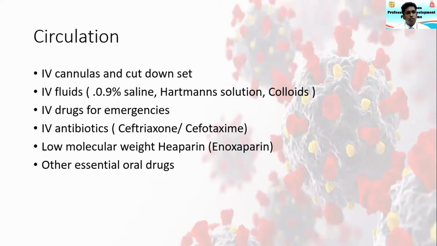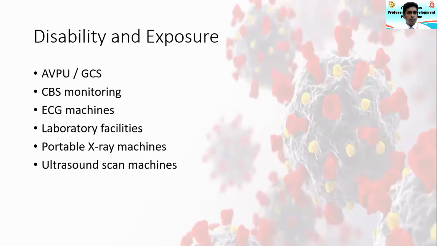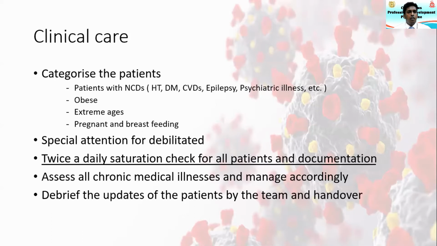For IV access, we need all the cannulas, and emergency drugs. For drugs especially, we need antibiotics, heparins, and other special medical emergency drugs. We need these facilities to manage a treatment center, especially CBS machines, ECGs, laboratory investigations available at a close-by center, portable X-ray, and ultrasound scan machines as well.